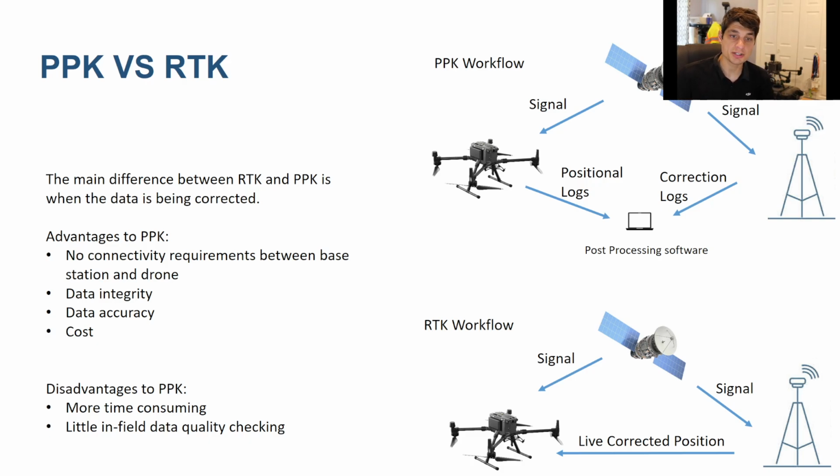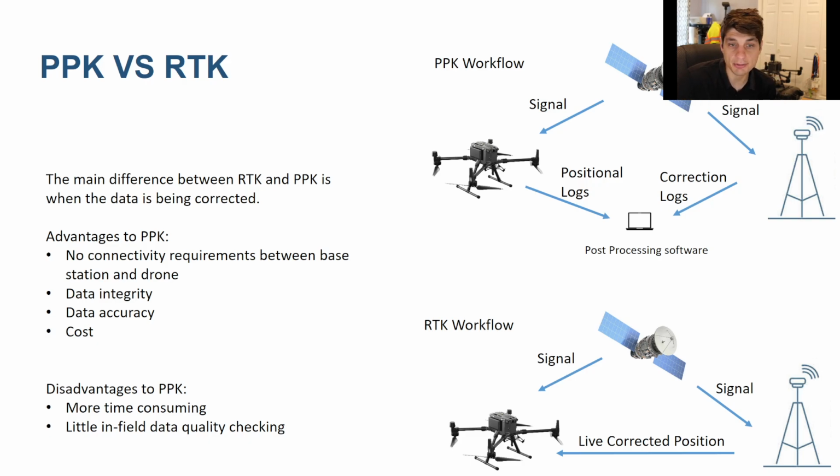So the advantages of PPK: no connectivity requirements between base station and drone. So think about when you're going out and capturing in those really difficult environments, really difficult terrain. RTK can be very cumbersome to make sure that you maintain connectivity, because the moment that you drop RTK, your data starts becoming more and more inaccurate, because you need to be maintaining that and getting those live corrections.